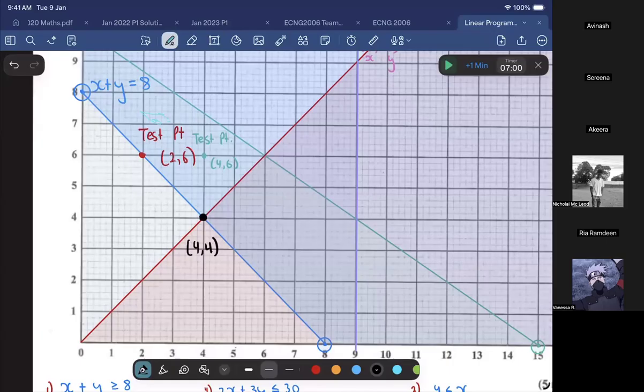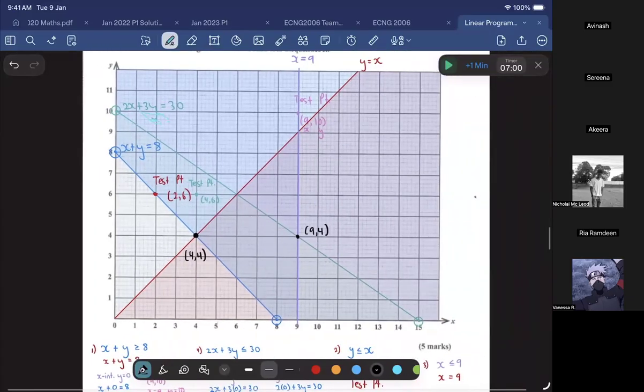So the shaded region will always form a shape. It might be a quadrilateral, it might be a five-sided shape. Are you all seeing any other vertices? 9, 4. Yeah. Okay, where else?